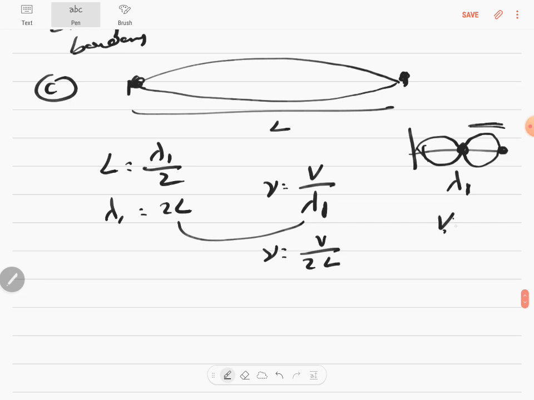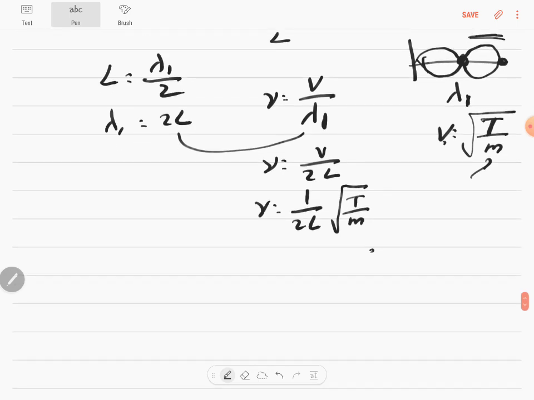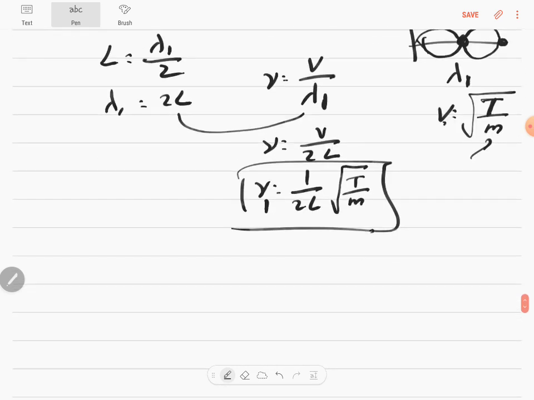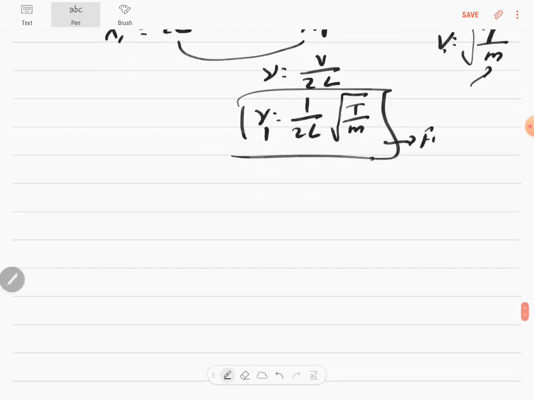And V is equal to root of T by m, tension by mass per unit length of the string. The velocity of a stretched string is directly proportional to the root of the tension in the string by mass per unit length. So substituting that value here, nu is equal to V by 2L, and instead of V you write root of T by m: 1 by 2L into root of T by m. So thus this is your frequency 1 when considering this diagram, and this is known as the first harmonic, also known as fundamental frequency or fundamental note. So let's call it first harmonic.